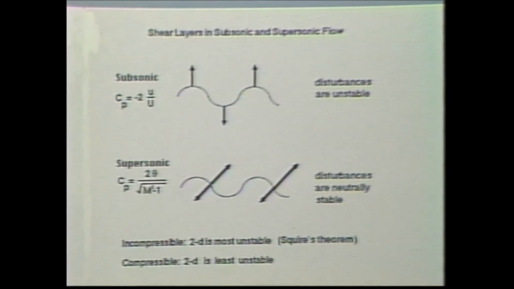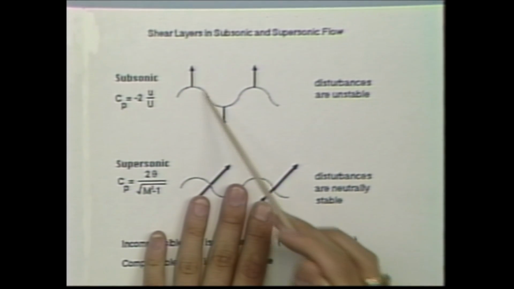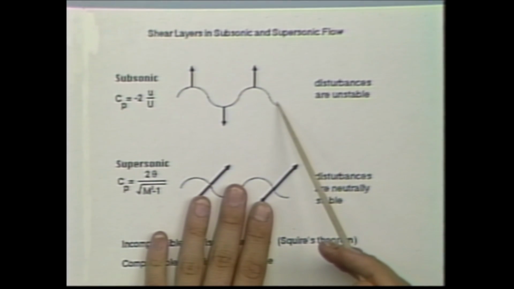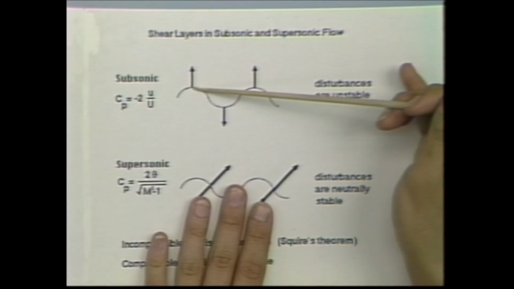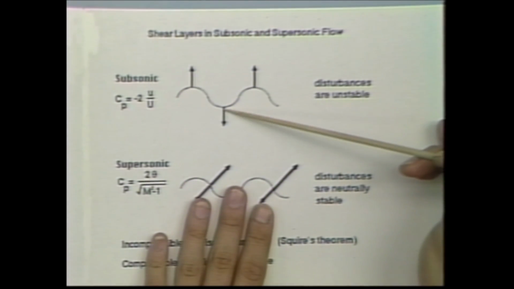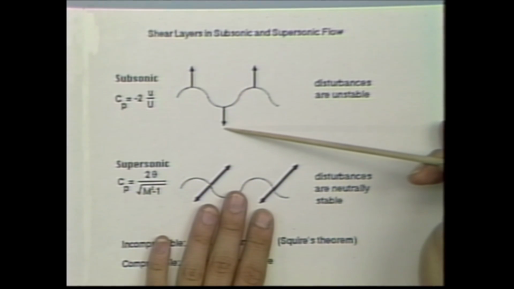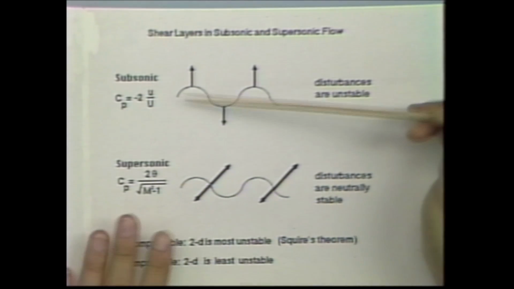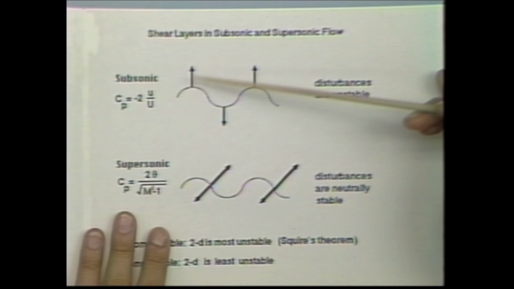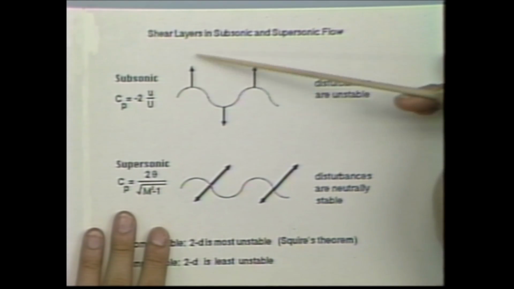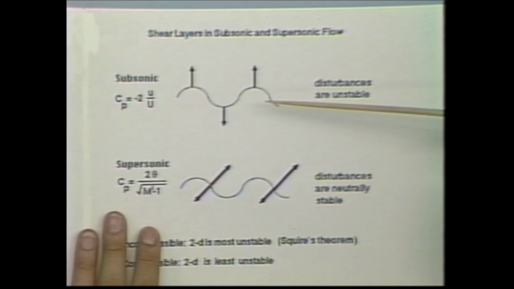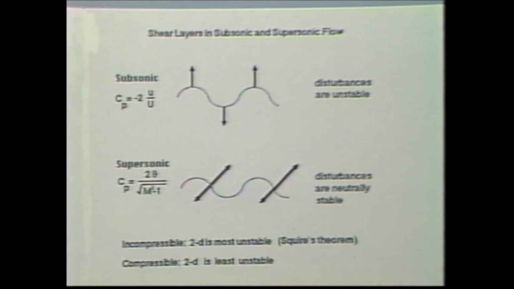Now let's imagine, instead of a wall, let's pretend that this is some disturbance introduced in the flow. Think about what's going to happen. In subsonic flow, you've got pressure forces acting to increase the height of this disturbance. In other words, in subsonic flow, any disturbance is unstable. It tries to increase in magnitude. The amplitude of the disturbance will try to increase. And that means if I introduce a disturbance, I can expect it eventually to go nonlinear.